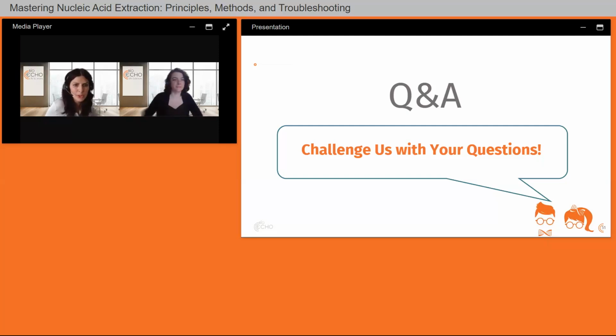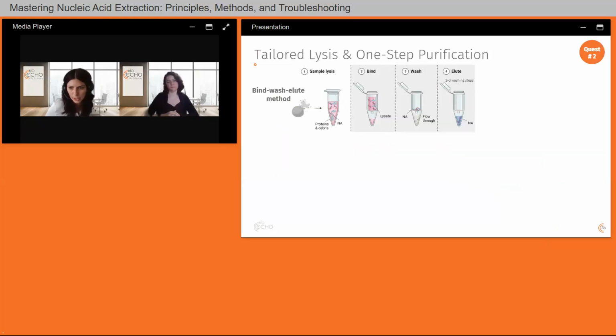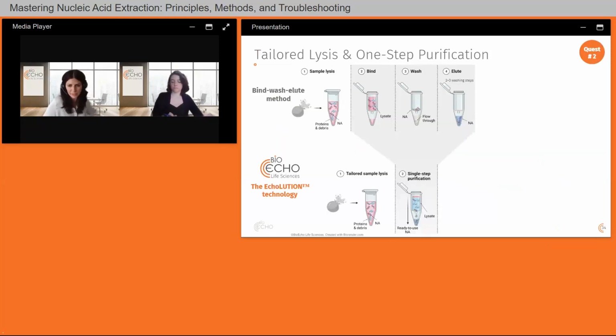Let me go to the technology. Okay, hope you can see the slide here. So what we are doing with BioEcho, the volume we apply on our matrix flows through a matrix. Means that our matrix is designed for a specific amount of volume. Usually we apply 100 microliter, and we also elute in 100 microliter. If we can narrow your lysis down to 100 microliter, that's fine.